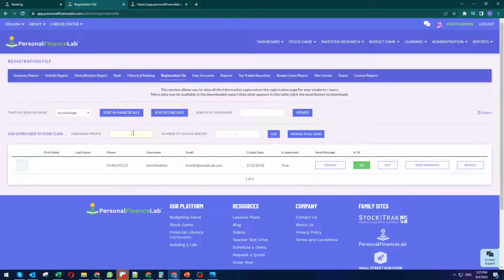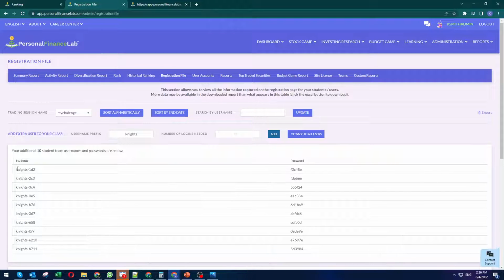Or from this registration file, you can just say, I need 10 accounts. So my high school mascot is Knights, and I'm going to get 10 accounts. And the system will give me a series of usernames and passwords to give my students. If your school uses Clever, your students can first sign in with this generated username and password, and then connect it to their Clever account for single sign-on going forward. You can also see all the stats for what your students have done in your class's budget game.